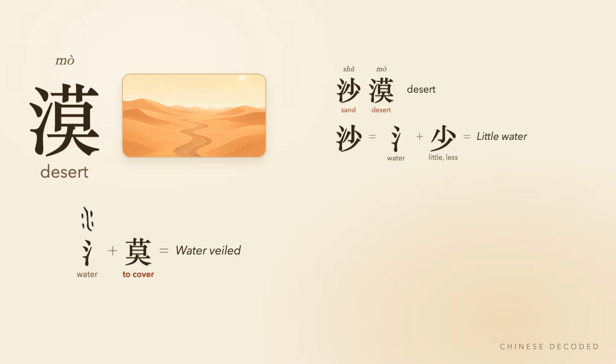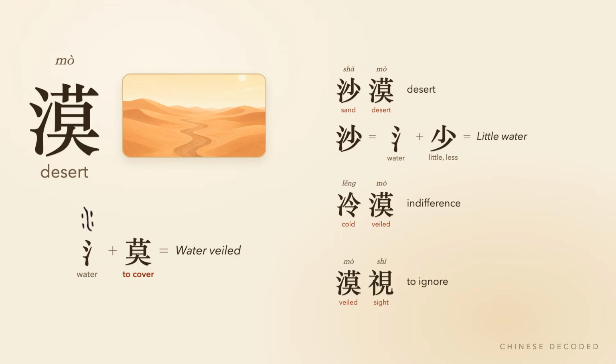The character for sand, 沙, is composed of water and a character meaning little or less. Notice that in 沙漠, 沙 and 漠 describe the same concept through parallel logic. 沙 says there is little water. 漠 says the water is veiled and hidden. Next is 冷漠, which means indifference, the warmth and caring veiled away. And finally, 漠视, to ignore, the sight is veiled.